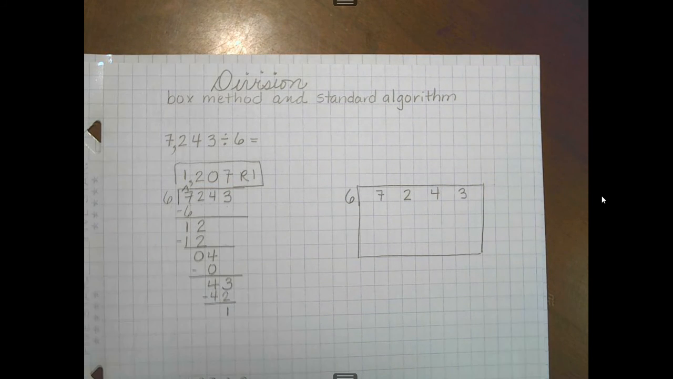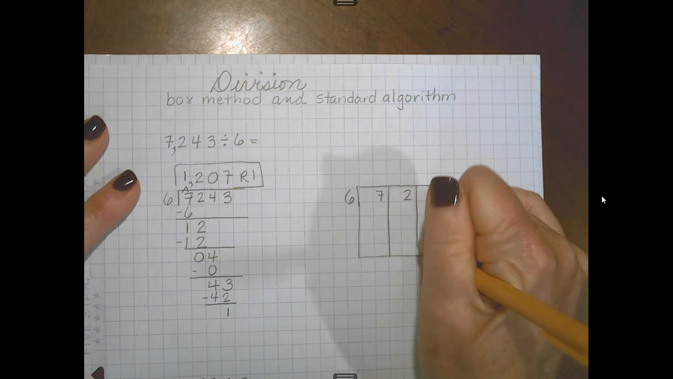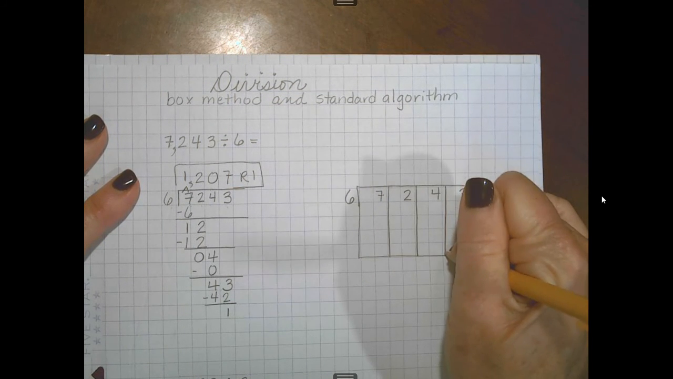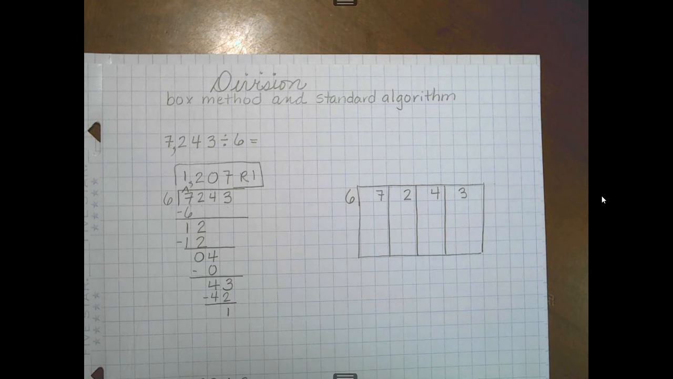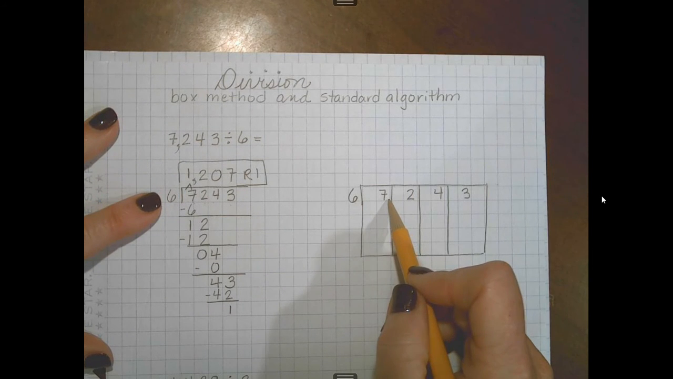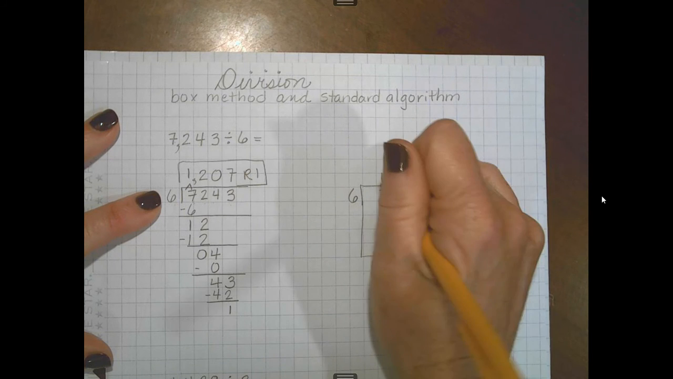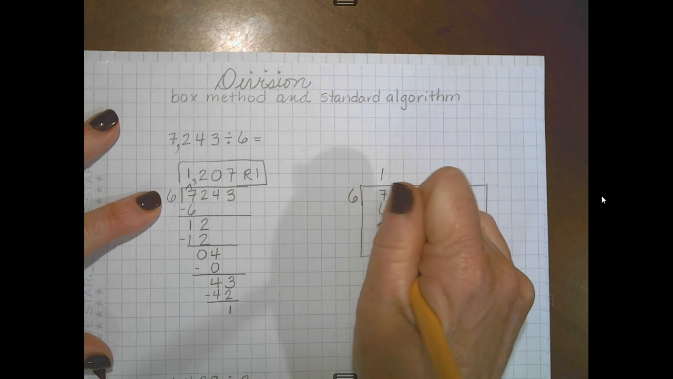All right, so behind each number, we're going to create our box. And we're going to start here. So just like the traditional algorithm or the standard algorithm, we're going to see how many 6s we can group if we have 7. And wouldn't that be 1? 1 times 6 is 6. Same thing. We're going to subtract 1.